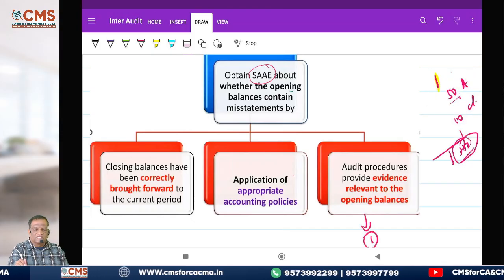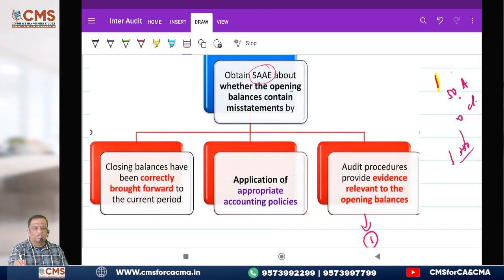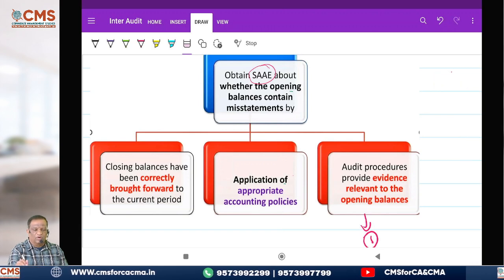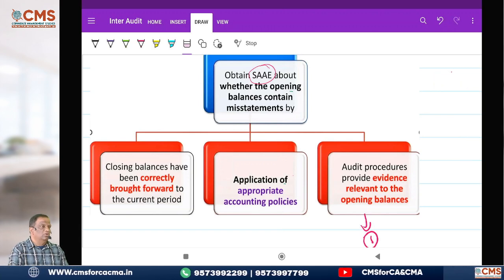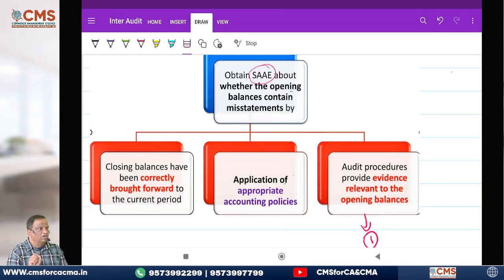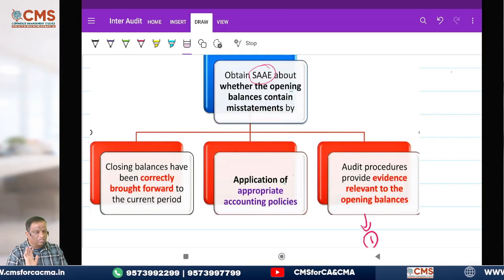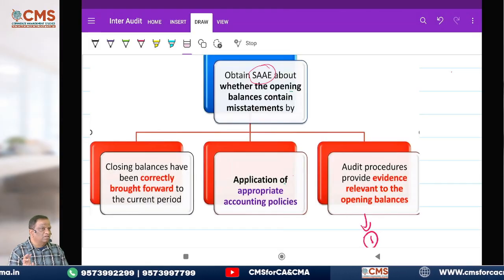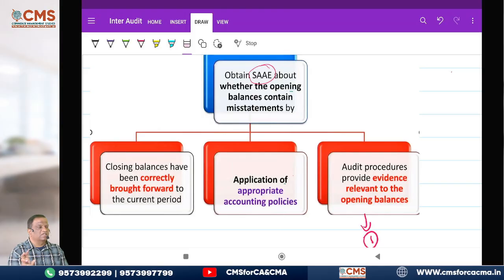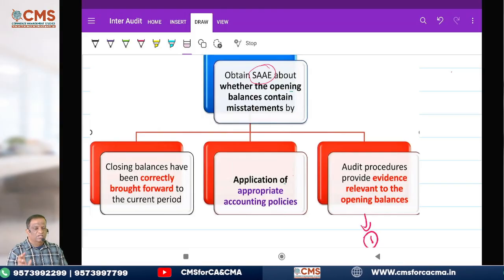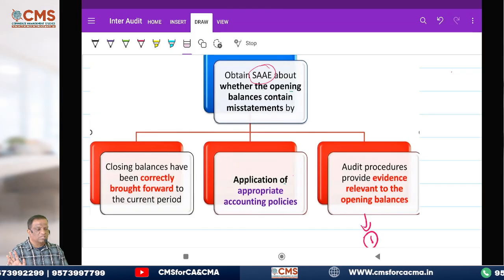What you are verifying is the current year transaction, but what you are confirming is the closing balances. Are you correct? That is where the ICAI says you have to confirm and verify the opening balance also, because what you are confirming is the closing balance. Your closing balance is nothing but opening balance plus current year transactions.